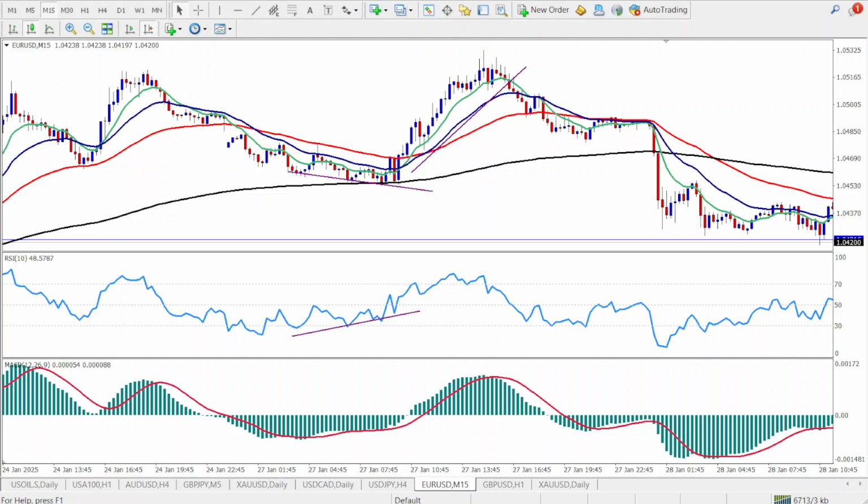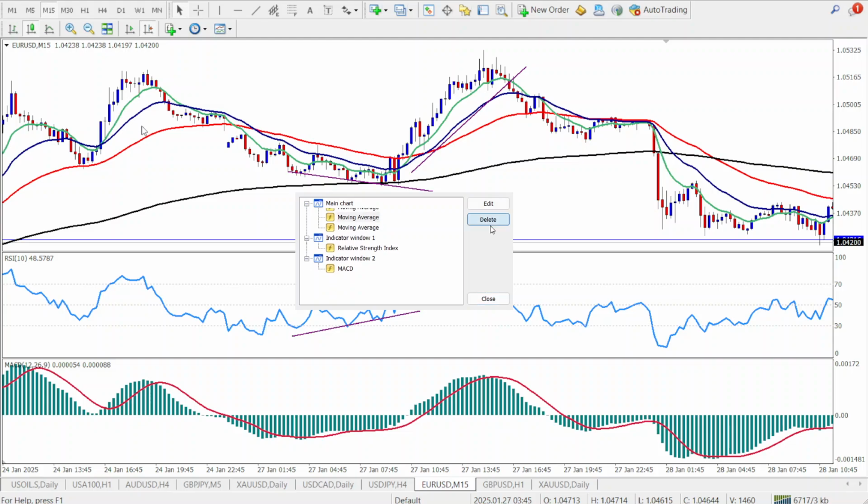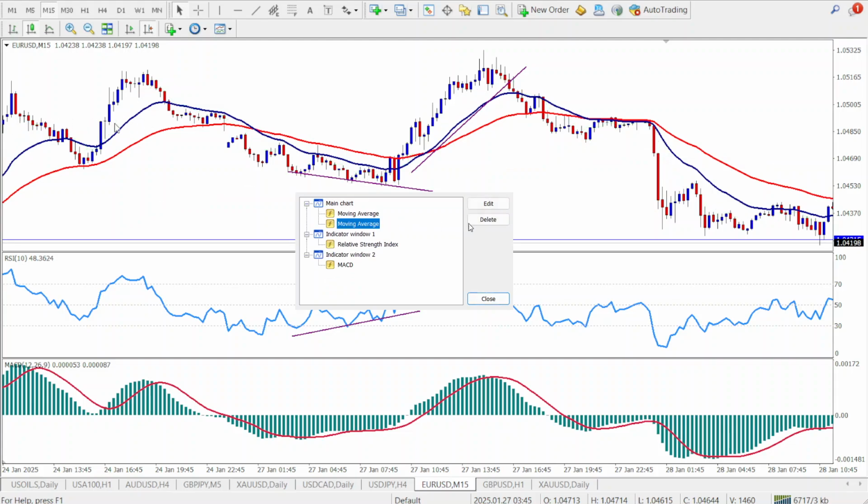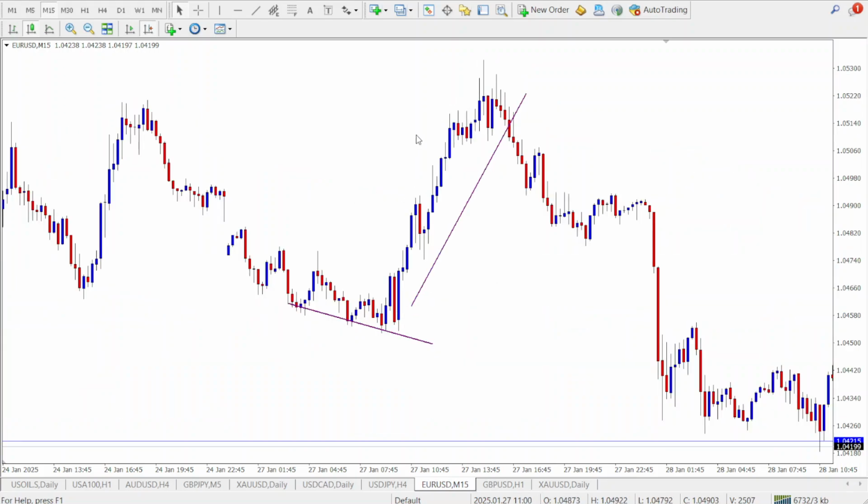Now, let's just talk about the Bollinger Bands. Okay, the chart is already getting too clustered, so I'm just going to remove all these. All right. Okay, so now I'm going to add the Bollinger Bands to the chart.